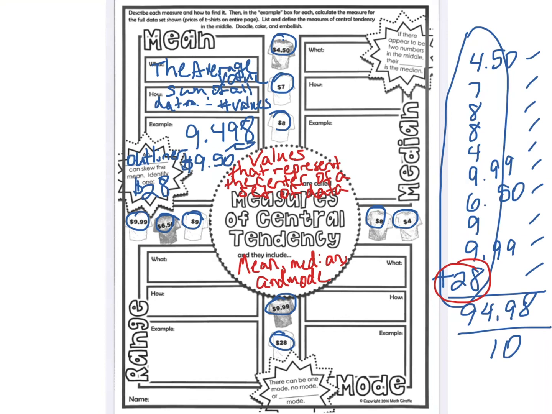So mean is average. So let's talk about now how to find the median. So the median is the middle number. In order to find the middle number, you need to put the values in order from least to greatest, and then find the center.